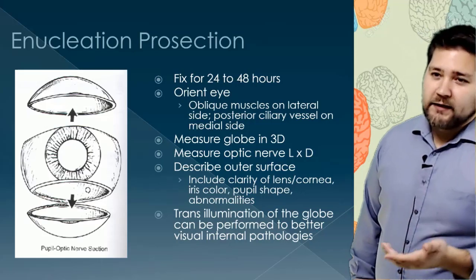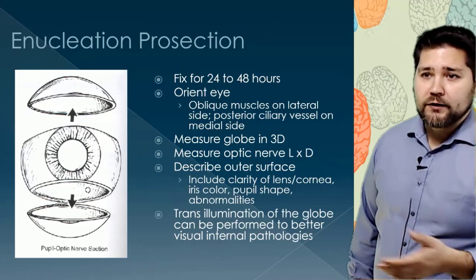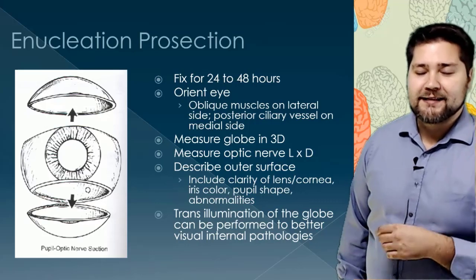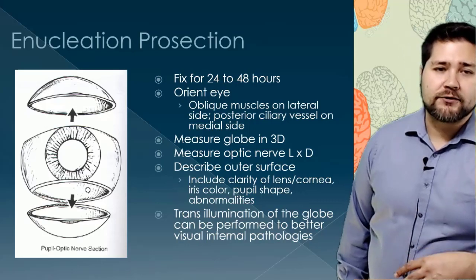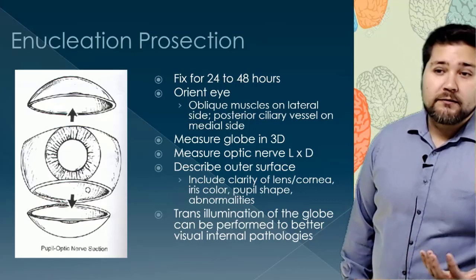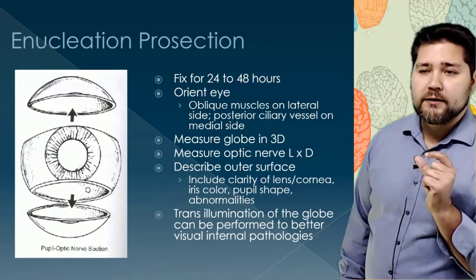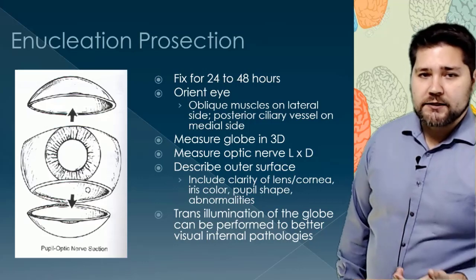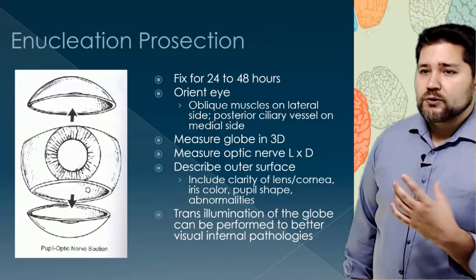So after we've attempted to orient it, or given up on orienting it, or talked to the surgeon to get orientation tips, we're going to move into the measuring phase. For these specimens, we're just going to measure the entire globe in 3D, and then we're going to measure the length and diameter of that optic nerve that should be attached. And so you'll do these on your specimens as well. You're going to describe the outer surface.